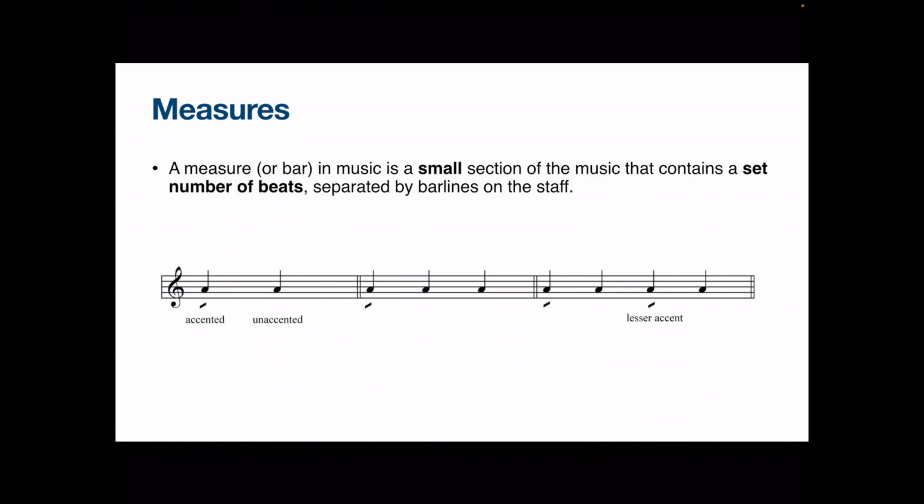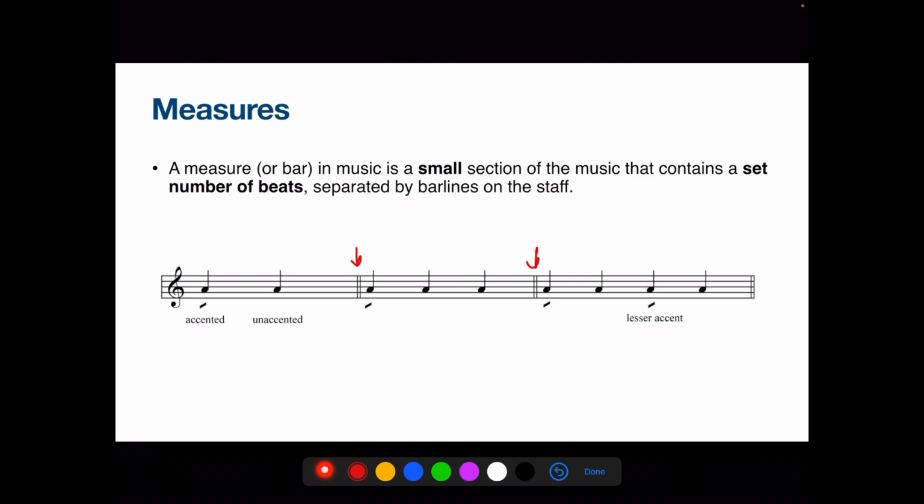A measure, or bar if you live in the UK, is what you would call it. A measure or a bar in music is a small section of the music that contains a set number of beats separated by bar lines on the staff. So what you see here are called bar lines. Normally you would see a single line. We'll call it a bar line, and the bar line separates bars. So basically from here to here, this is a bar, another bar, another bar.